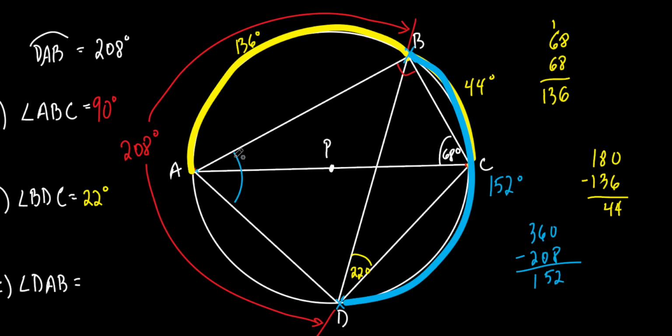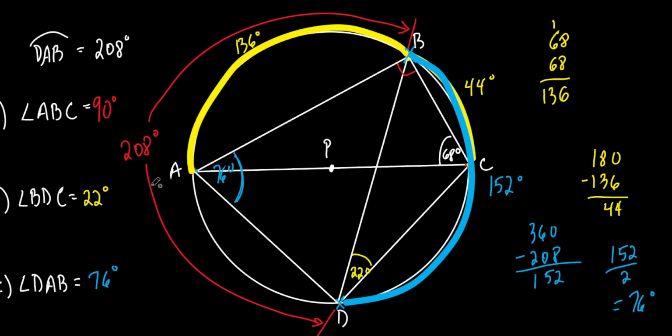So how do I find this angle? It cuts off that blue arc, doesn't it? So if the blue arc is 152, how do I find this angle? Just take half of it. That's right. So 152 divided by 2 is 76, I believe. And that angle is 76 degrees, and this angle is 76 degrees. And there we go. Found everything that they wanted you to find.